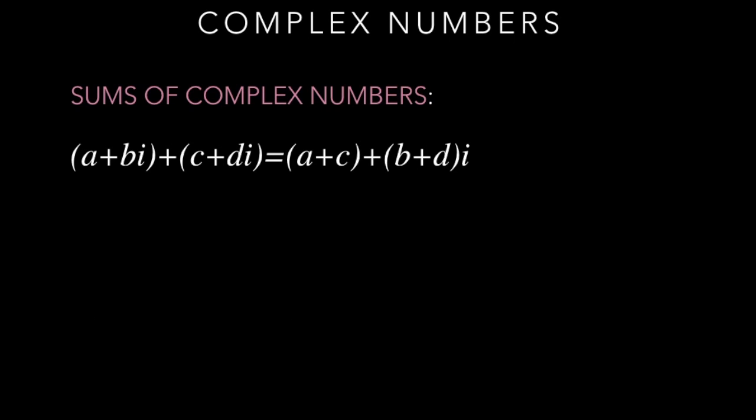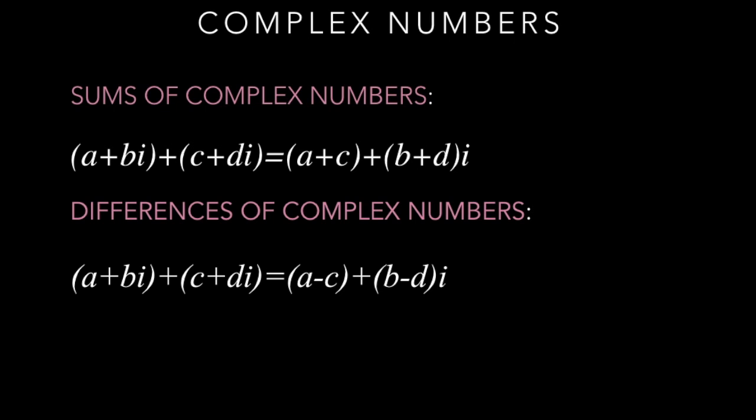The sum of complex numbers can be represented by the equation a plus b times i, plus c plus d times i, equals a plus c, plus b plus d times i. The difference of complex numbers can be represented by the equation a plus b times i, minus c plus d times i, equals a minus c, plus b minus d times i.